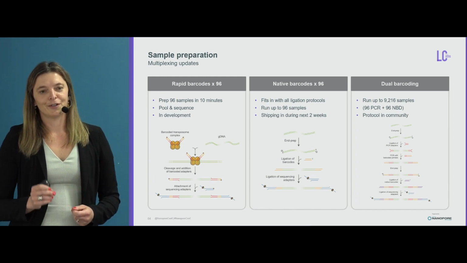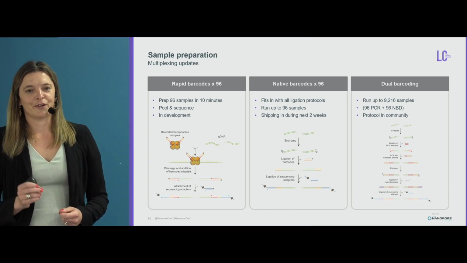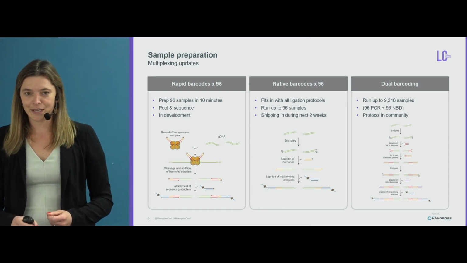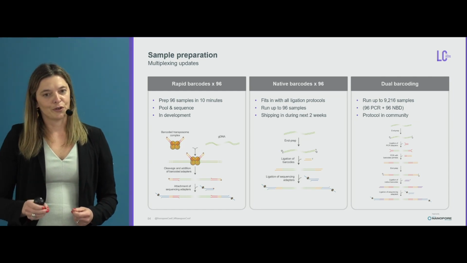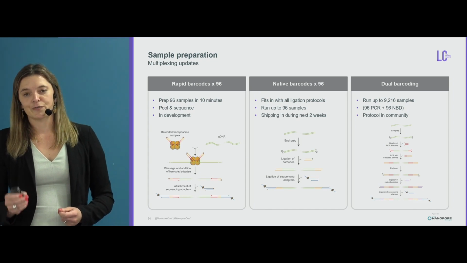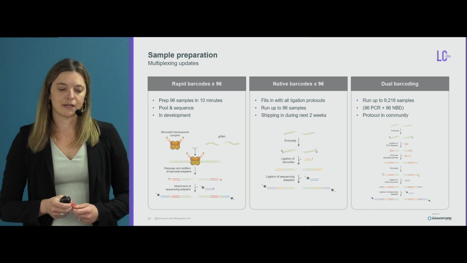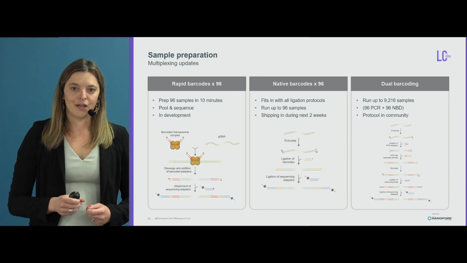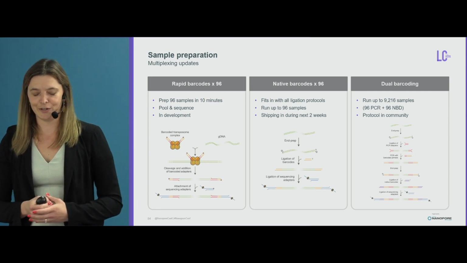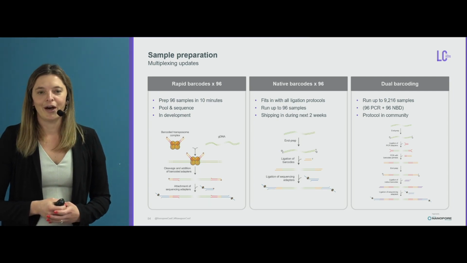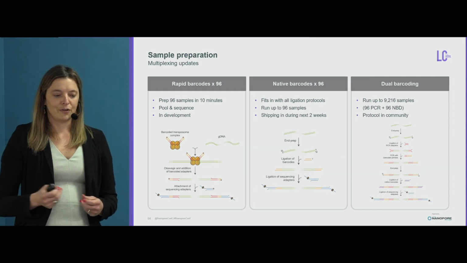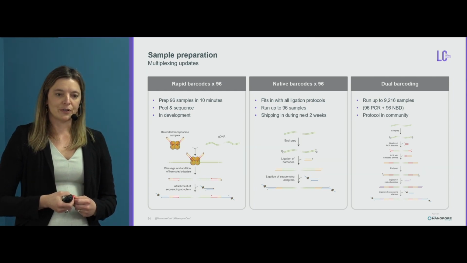So this year, you're going to get more barcodes. There are going to be 96 rapid barcodes. Those are in development. The 96 native barcodes are on order. We are planning to ship those in the next couple of weeks. And dual barcoding is already available as a protocol on the community. So barcodes and barcodes galore. Stu's mentioned how accurately we can call them, and we will keep making sure that we fulfill the need of users to barcode their samples.